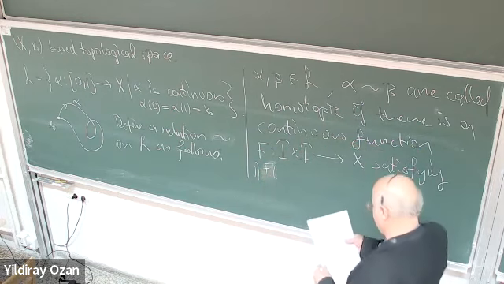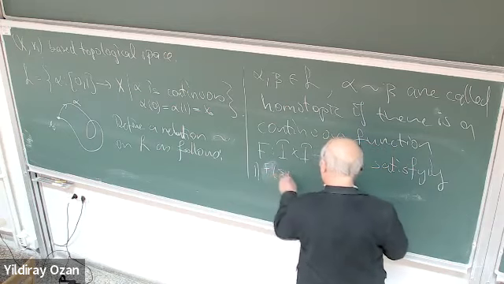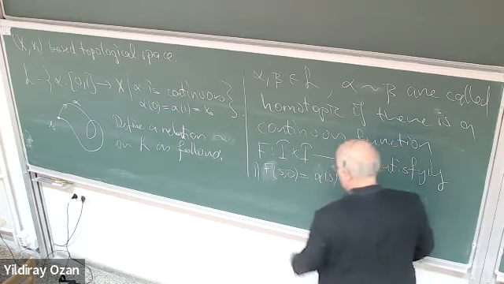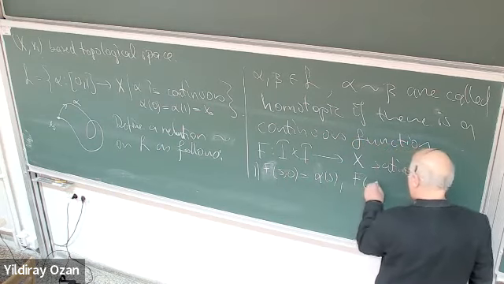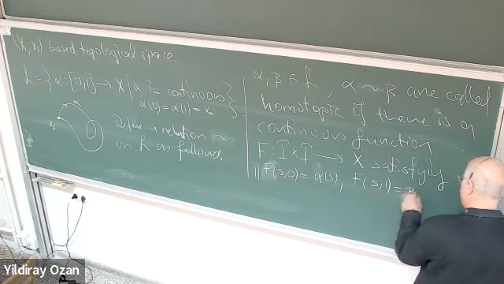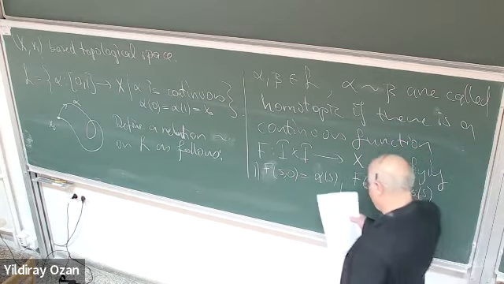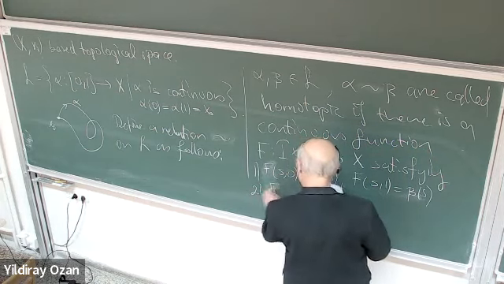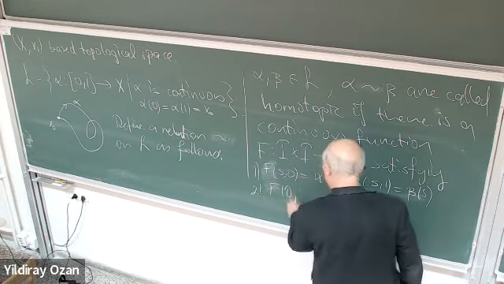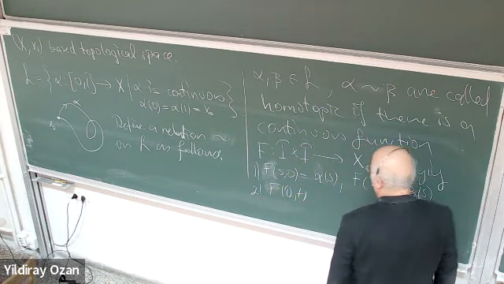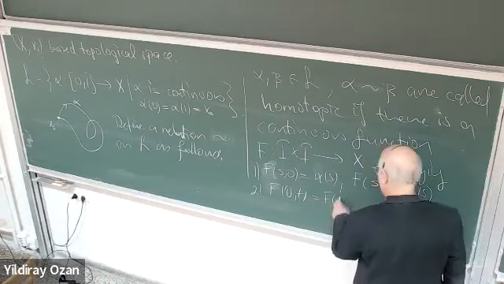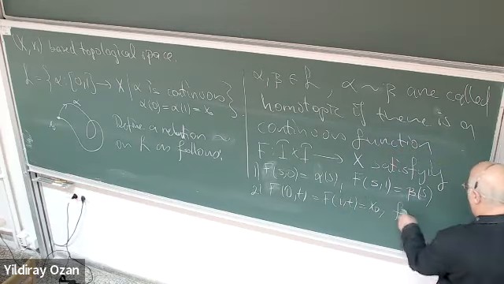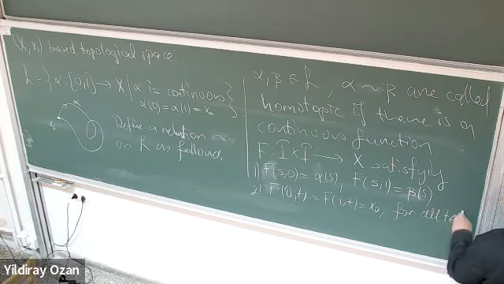F of S, 0 is alpha of S. F of S, 1 is, let's say, beta of S. And then F of 0, T and F of 1, T are equal to x0 for all T. Okay.